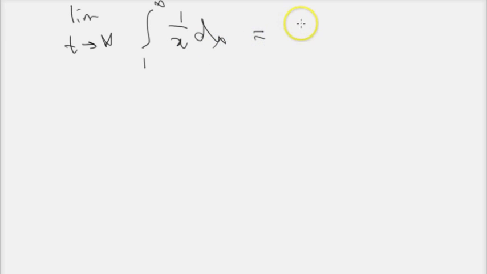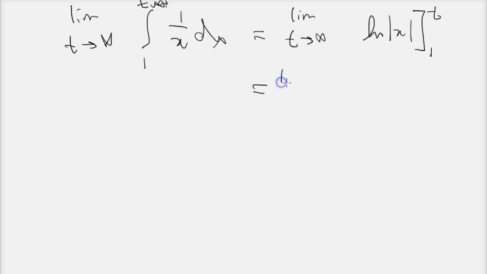So we integrate this, and we will get, gosh, I'm sorry, I keep putting the infinity there. It is a t. Don't make the same mistake as me. The limit as t approaches infinity. We integrate, and we get the natural log of the absolute value of x between 1 and t. Putting the t in there, we get the natural log of the absolute value of t minus the natural log of the absolute value of 1.